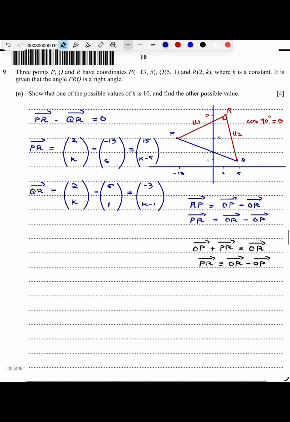QR is going to be OR, which is (2, k), and I'm going to subtract it by OQ, which is (5, 1). Okay, so I'll get (-3, k - 1) here. ठीक है. अब इन दोनों का इनर प्रोडक्ट लेना है, ठीक है.